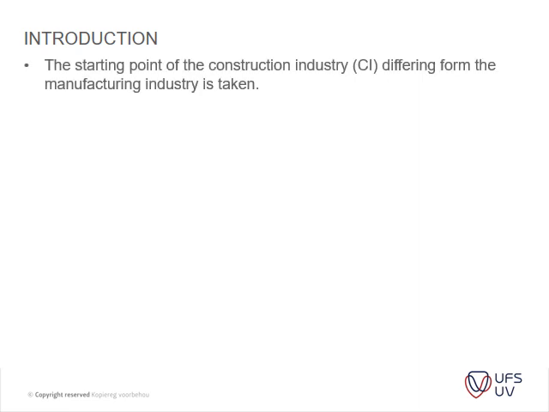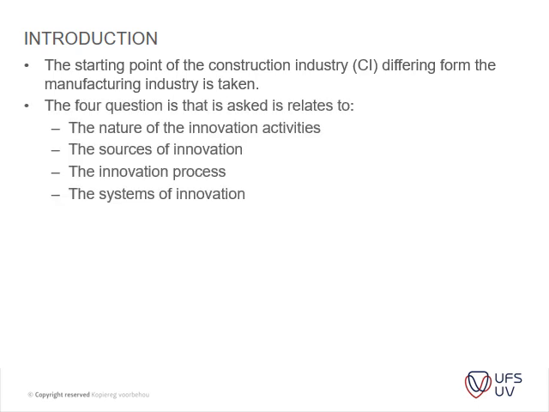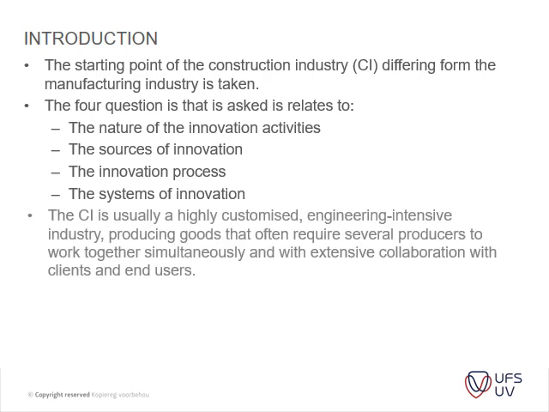So in this chapter we look at, they started basically, as the construction industry is different from other industries, like I've mentioned numerous times in the previous lectures. The 4 questions that are asked in this chapter relate to the nature of innovation activities, the source of innovation, the innovation process, and then the systems of innovation. So we're going to look at that.